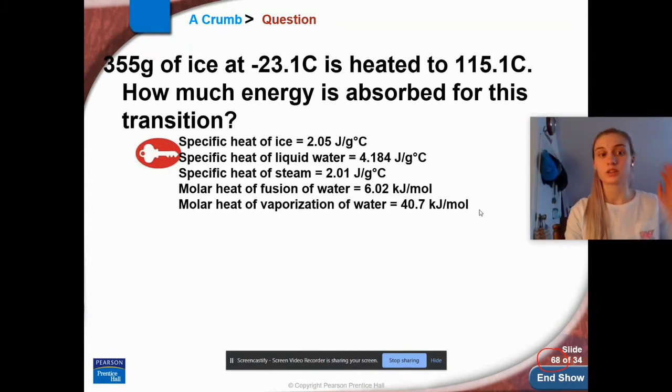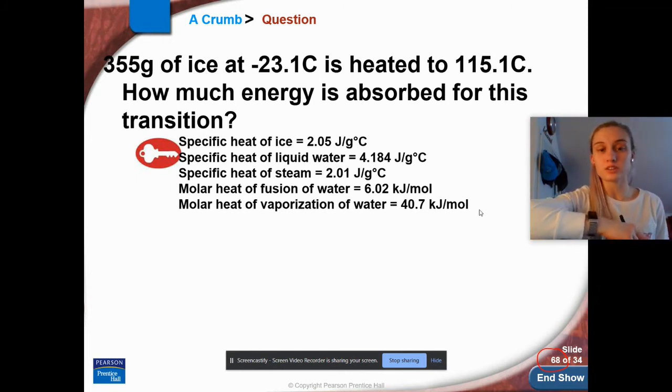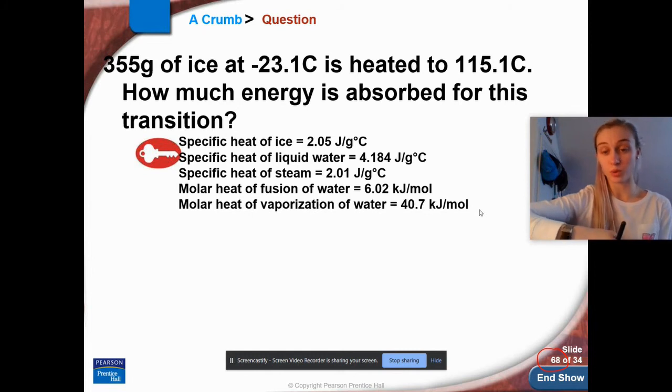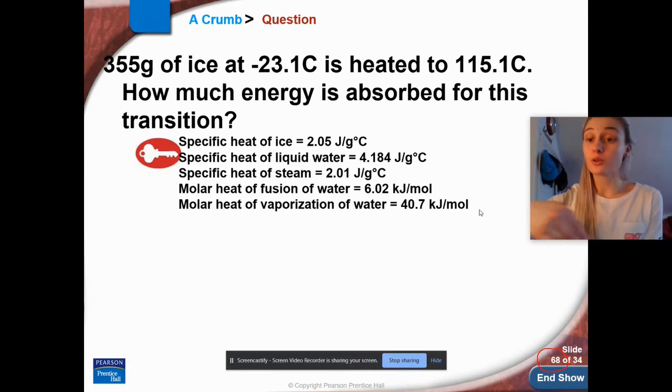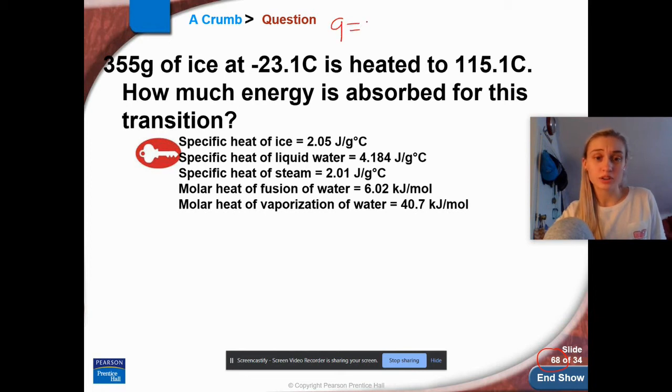Okay, so this question says 355 grams of ice at negative 23.1 degrees Celsius is heated to 115.1 degrees Celsius. How much energy is absorbed for this transition? You might think the initial approach is to solve for Q and put your 355 into M, your specific heat into C, and your delta T would just be 115 minus negative 23. But that is not correct, and this is why.